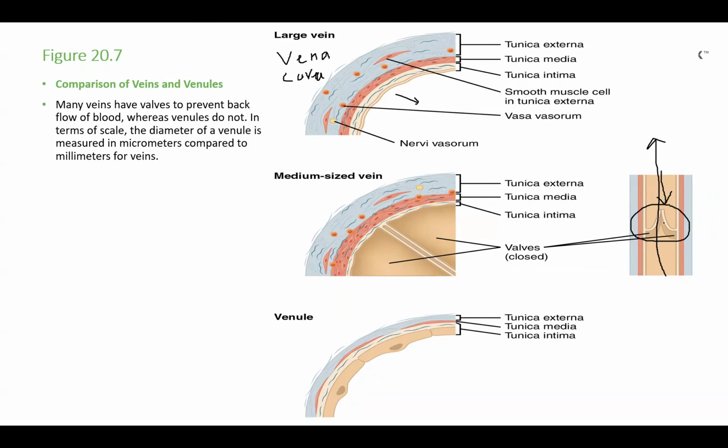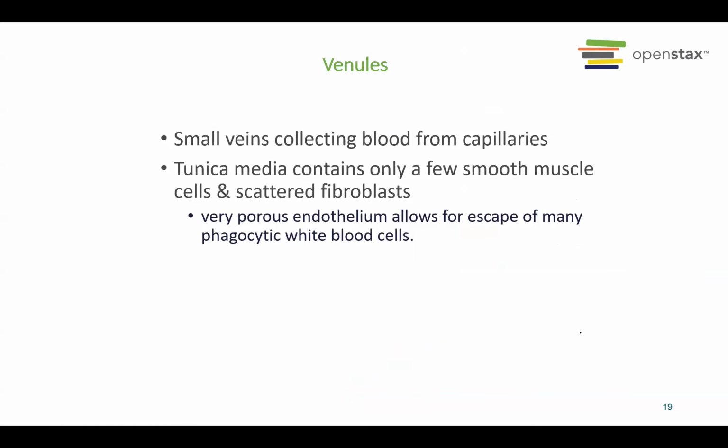Okay? This is in the smaller vein. In the venule, there is also no valve. Remember the venule is the blood vessel that creates the capillary with the arterioles. So the valve is only present in the small or medium-sized veins, which are called just veins. So venules, again, are the smaller veins. They are the ones that create the capillaries with the arterioles.